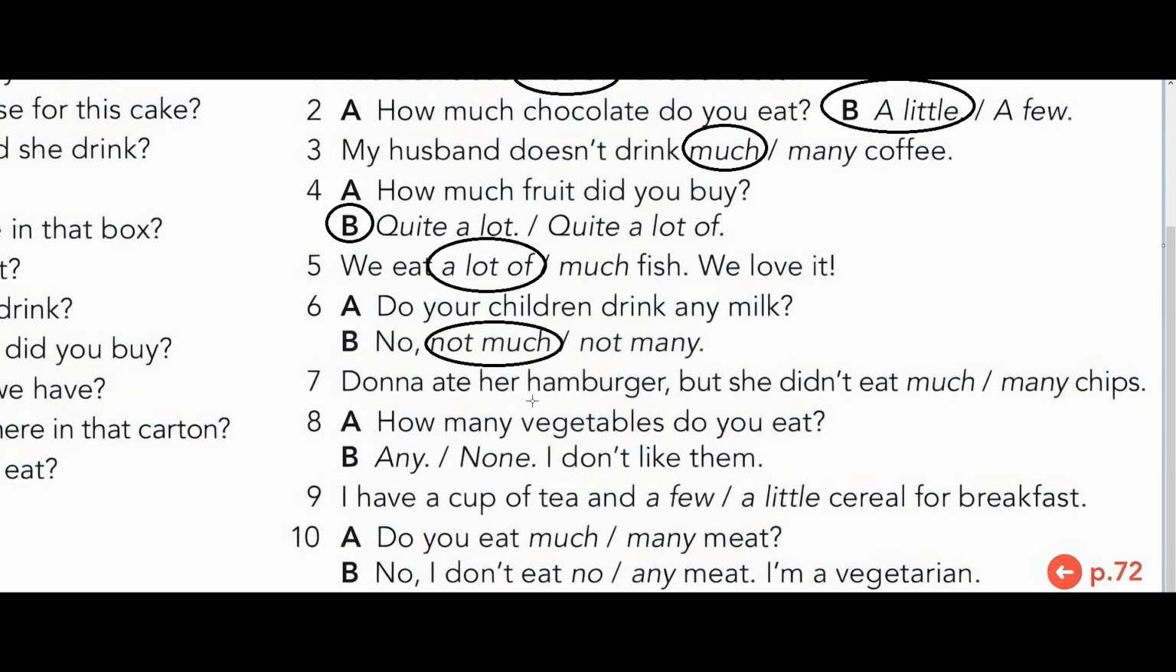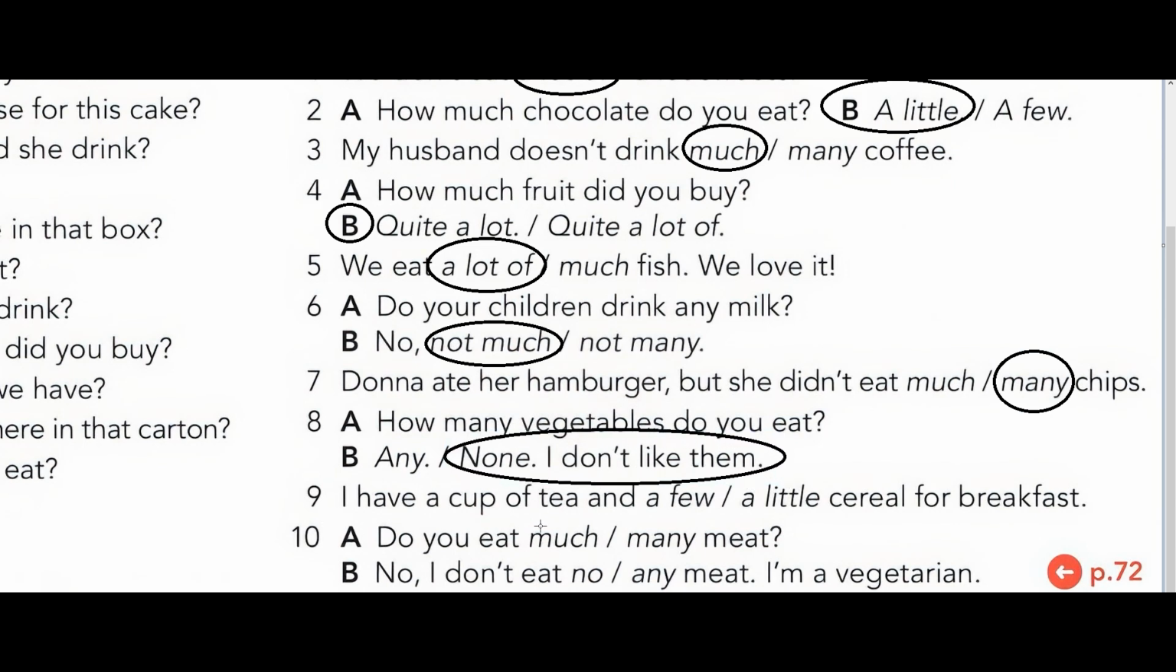Так, Donna ate her hamburger, but she didn't eat chips. Many chips. Это типа что-то странно в английском. Картошка исчисляемая, поэтому здесь вот так вот. Many chips. То есть много жареной картошек. Вот такие вот дела здесь. Number 8. How many vegetables do you eat? Any, либо none. Но здесь none, то есть вообще нисколько. I don't like them.